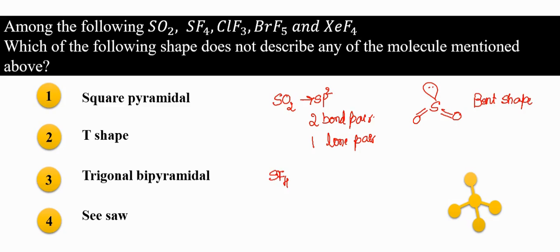So what is the hybridization, students? SF4 has sp3d hybridization. Here you can see four bond pairs and one lone pair. Because of that, the geometry is seesaw. Next we'll see ClF3.